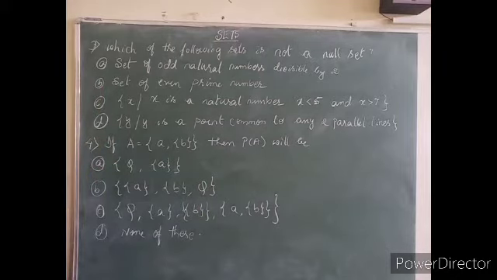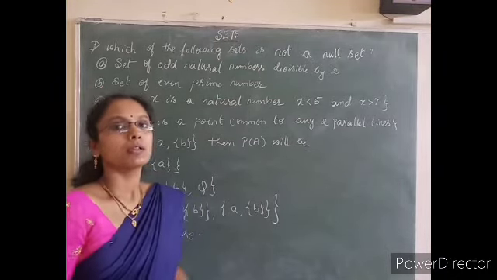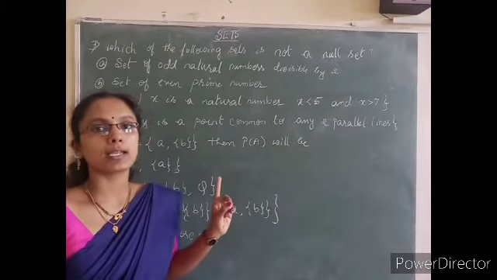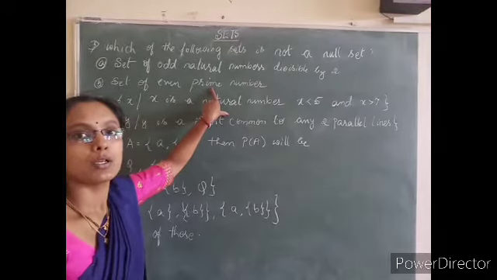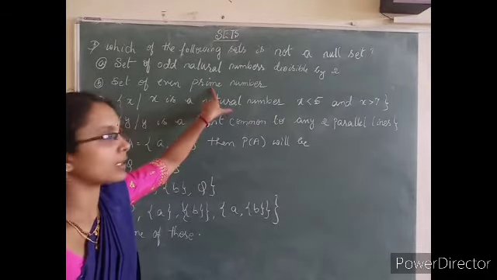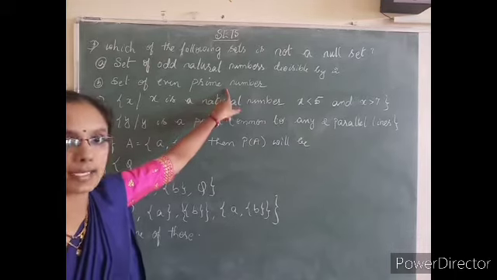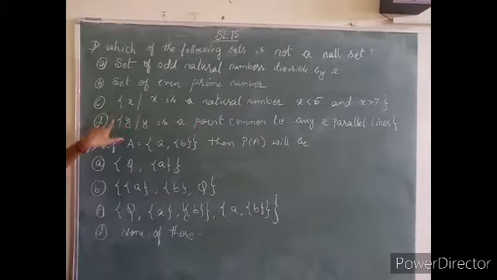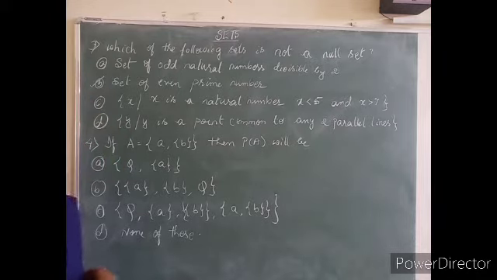Second one, set of even prime numbers. Even prime number, there is only one, that is 2. Therefore, this set has an element, that is 2. Therefore, this is not an empty set or null set. If you want, you can check option 3 and option 4. But for this question, the answer will be option B.